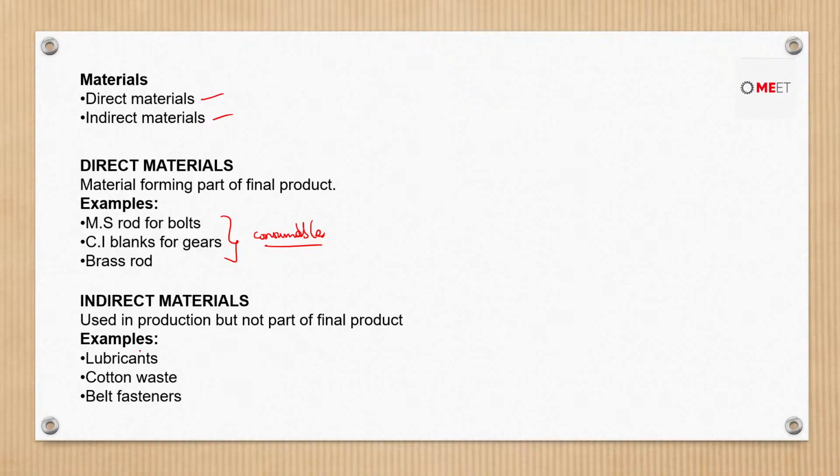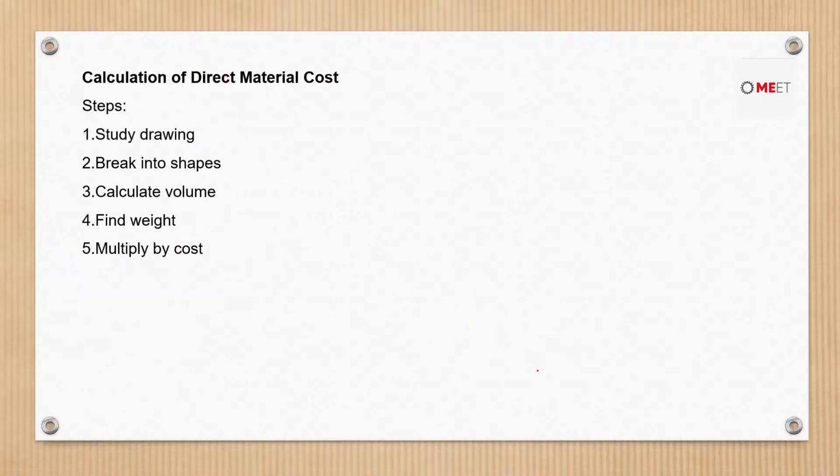Next is indirect materials. They are not involved in the production, but they are going to increase or decrease the speed of production. Examples could be lubricants, cotton waste, belt fasteners. Okay. This is associated with increasing the speed of production or performance. Next is calculation of direct material cost. So the steps involved are: first, study the drawing; next, break it into different shapes; next, calculate the volume of each of these shapes, find the weight and multiply it by the cost.